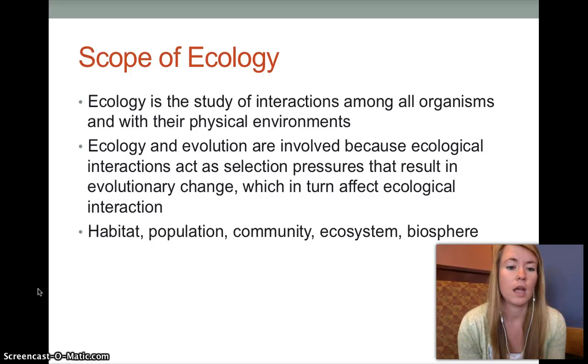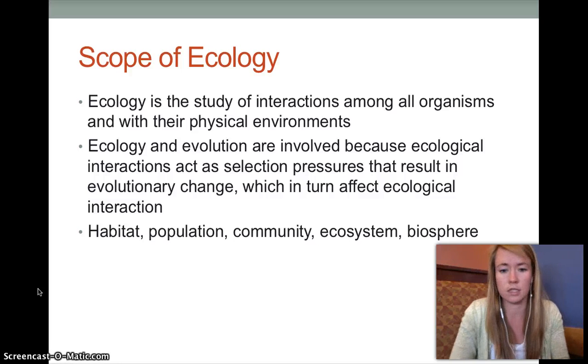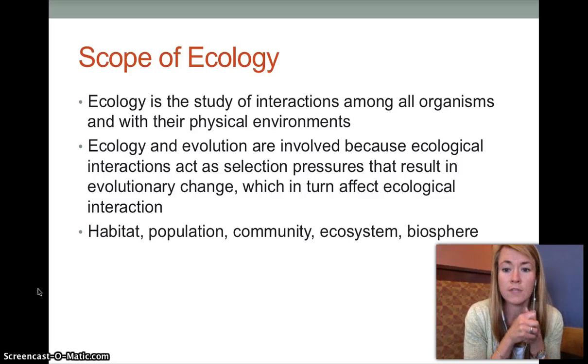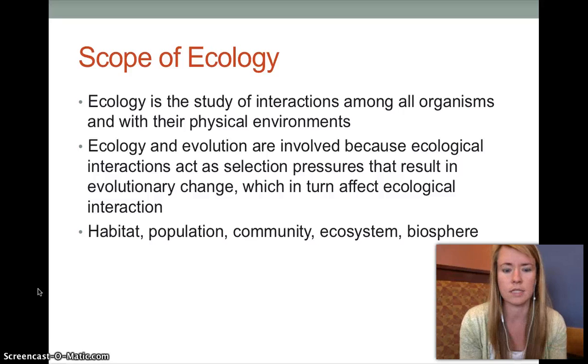It goes into talking about how ecology and evolution are interconnected, because ecological interactions act as selection pressures, so things that allow for some things to survive and pass on their genes while other living things don't. So natural selection, think back to there. They act as selection pressures that result in evolutionary change, which in turn affects ecological interaction. So it's a big cycle.